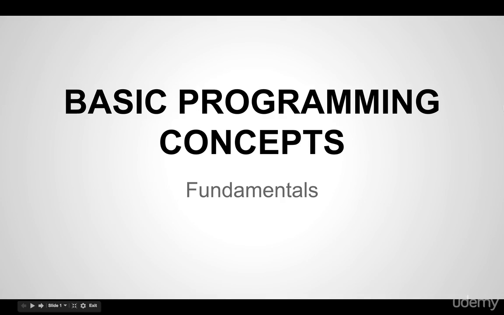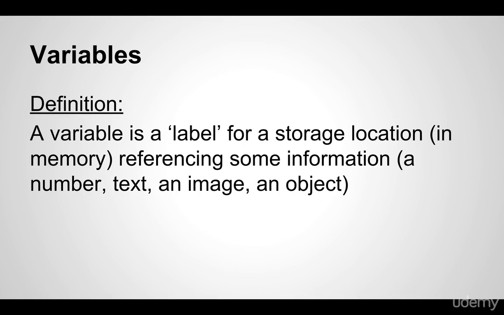Basic programming concepts. These are the fundamentals of any programming language, but we're going to use Swift here. So, variables. What's a variable? A variable is some kind of label for a storage location, and usually that location is somewhere in memory. And this references some information. Usually this information will be some data, like a number or some text, an image, or any other type of objects, like in a video game could be a player or the score of a player.